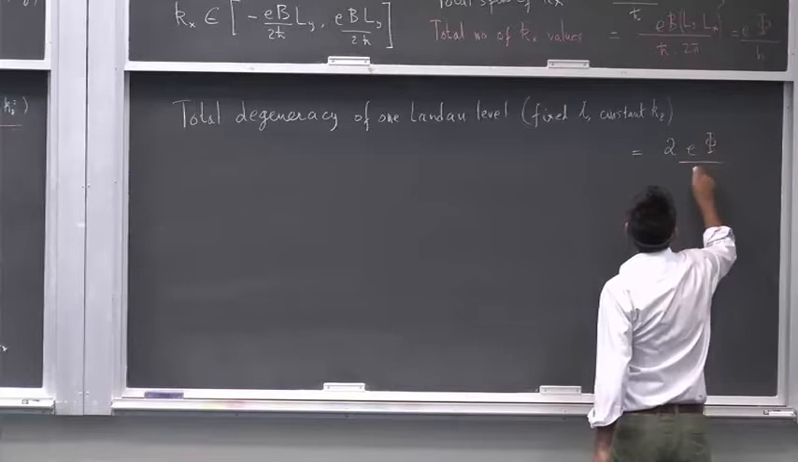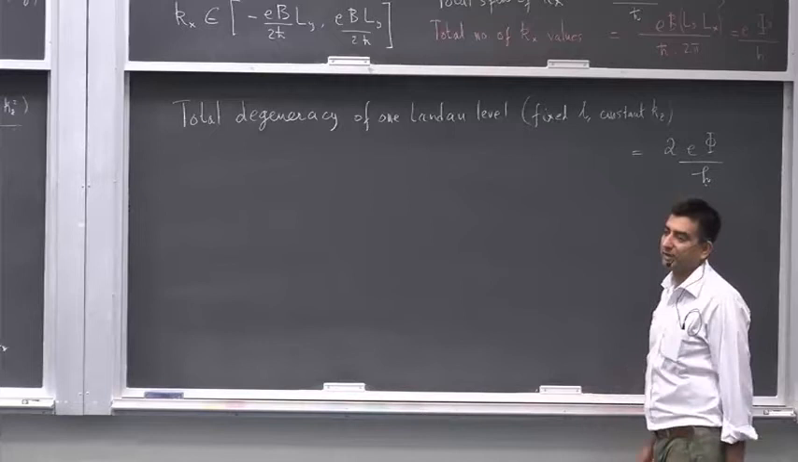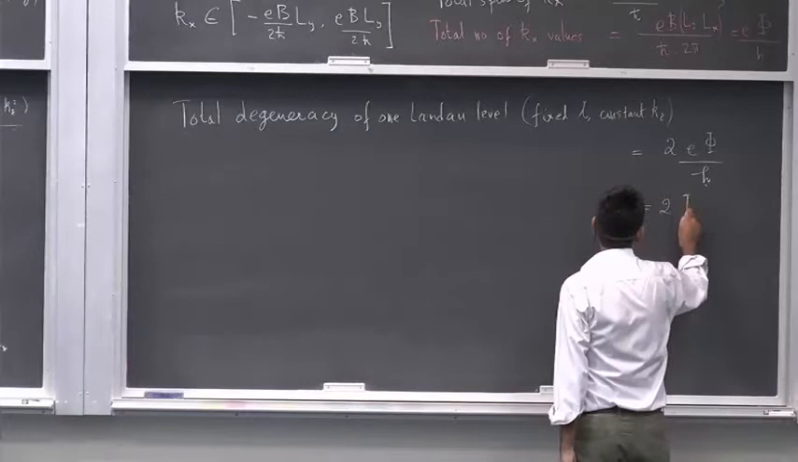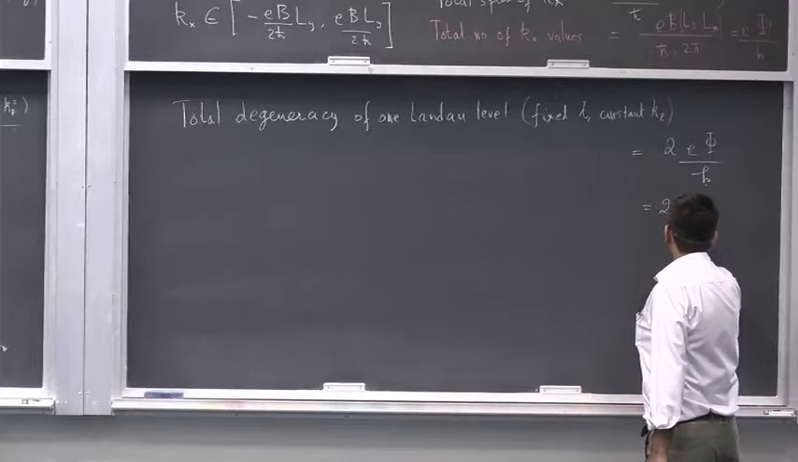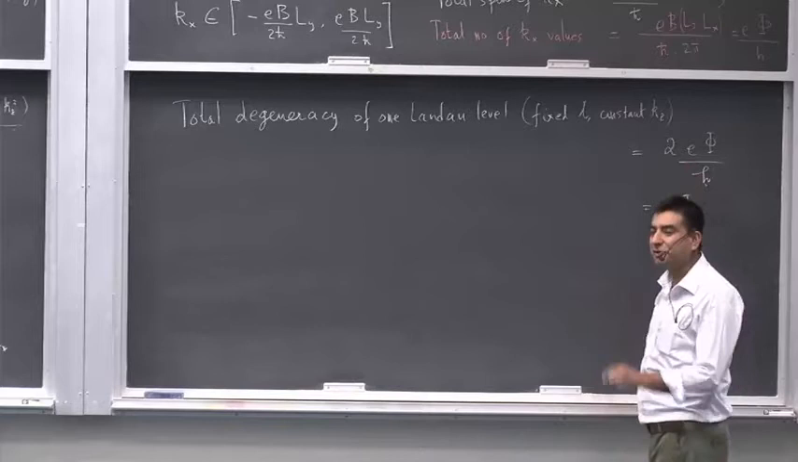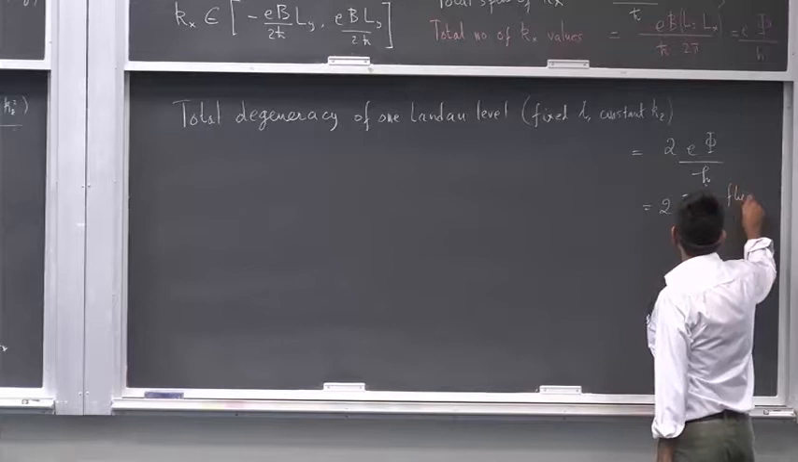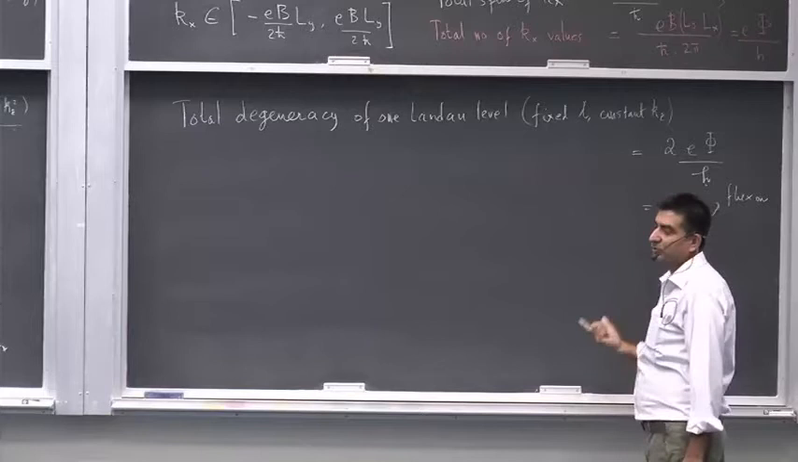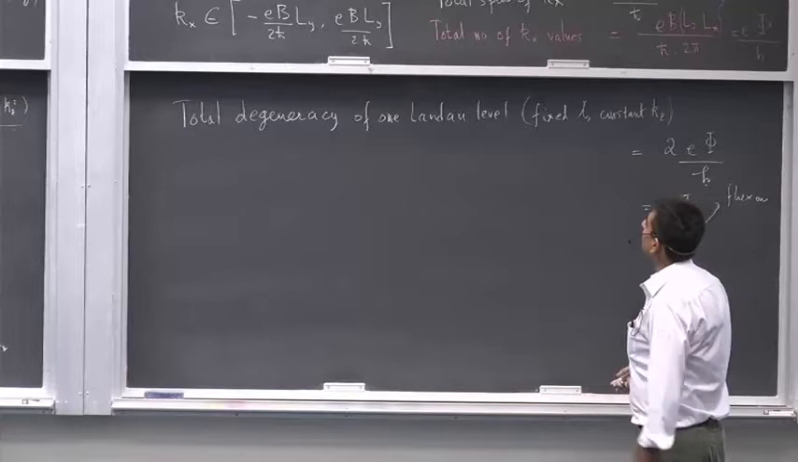Now this h over e also has dimensions of flux. So this is 2 times phi, the flux through the solid, divided by a quantum of flux. This h over e is a quantum of flux. It's a unit of flux. So this is generally called the fluxon. And this is an important concept in the quantum Hall effect and in the study of superconductivity. So the total degeneracy of one Landau level is given by this factor over here.